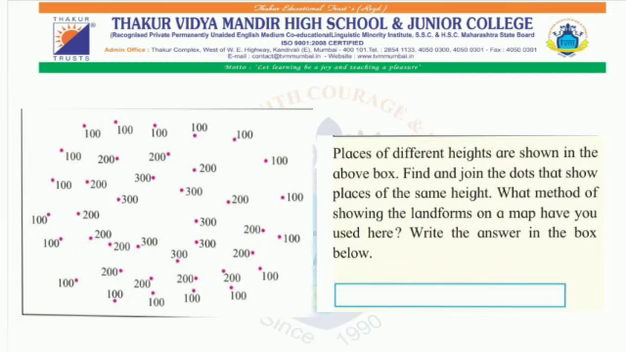Places of different heights are shown in the above box. Find and join the dots that show places of the same height. What method of showing the landforms on a map have you used here? Write your answer in the box below. As you all see in this picture, students, we will join all the heights of 100, then all the heights of 200, and all the heights of 300. So here, which method are we going to use, students? Yes, exactly. Contour line method.